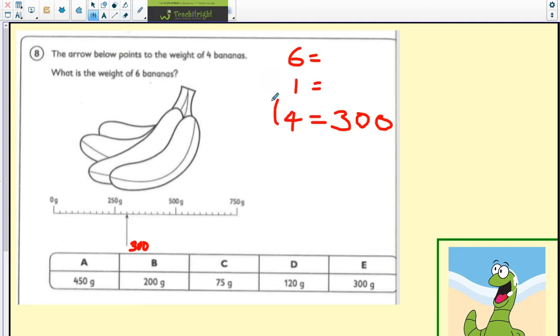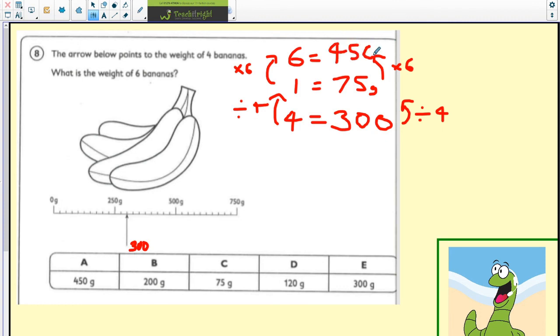So to go from 4 to 1, I'm going to have to divide by 4. So 300 divided by 4 is going to be 75. So that means 1 banana is 75 grams. And to go from 1 to 6 is 6 times bigger. So I'm going to have to do 75 times 6. And 75 times 6 is 450 grams. So that's A. Question 8, again, it was just working out that step there, going down to what 1 banana would be, and then going up to 6.